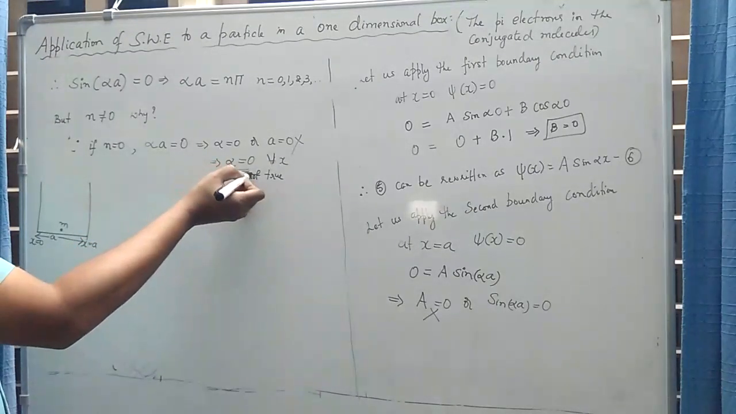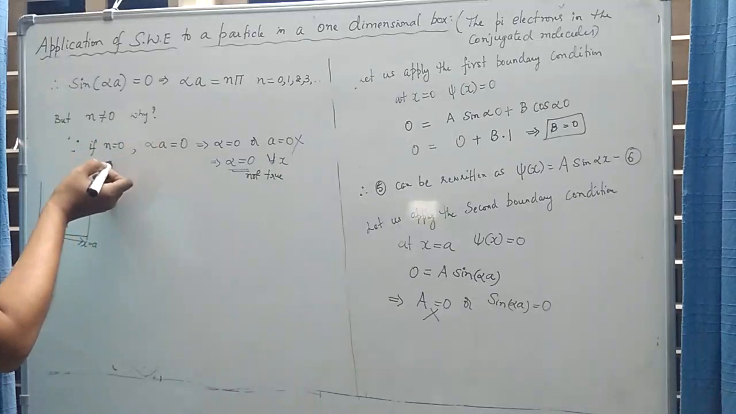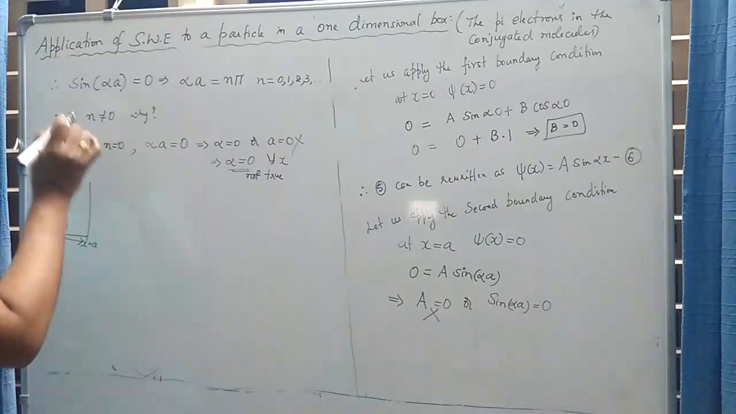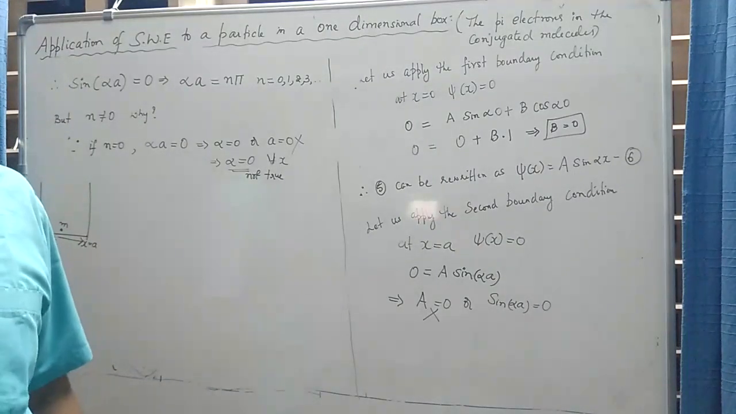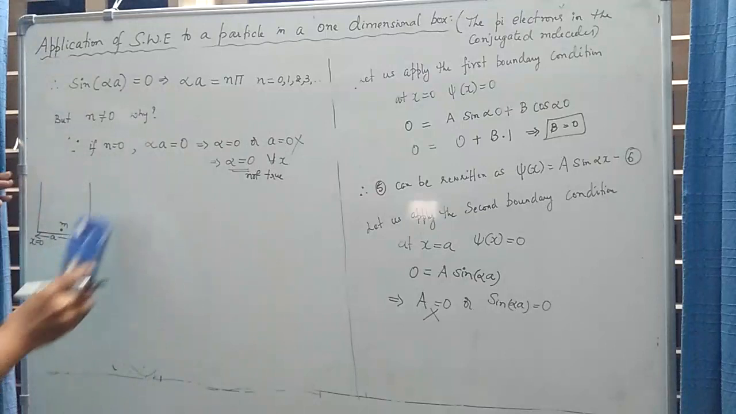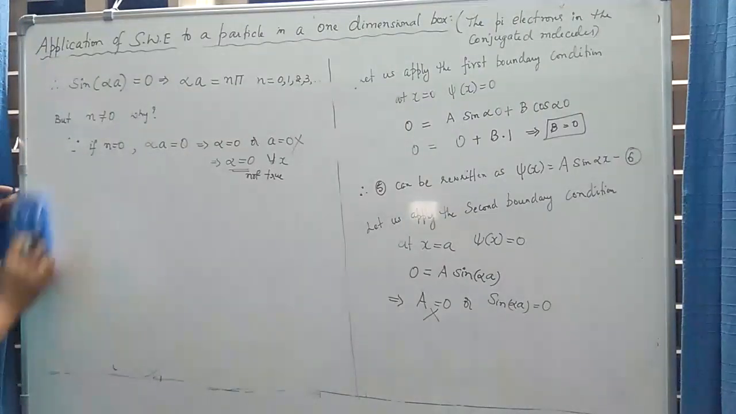Okay, where did this alpha is equal to 0 come from? It came from substituting n is equal to 0. So n is equal to 0 is not physically acceptable. Mathematically it may be acceptable, but physically it is not acceptable. So n cannot be equal to 0.